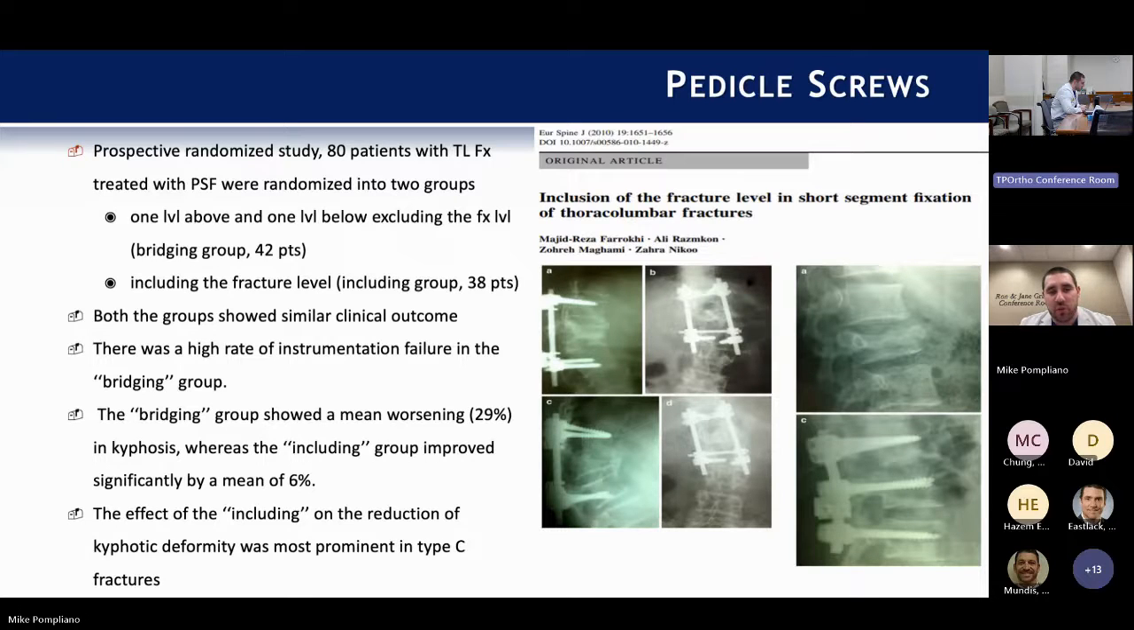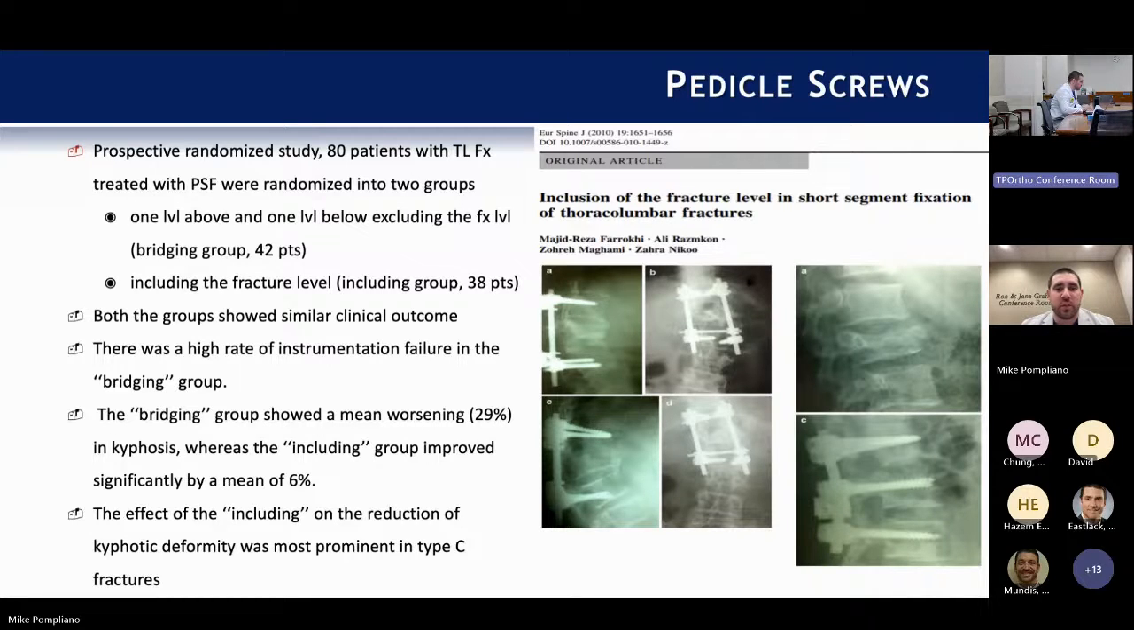This was looking at biomechanical strength of pedicle screws, specifically with thoracolumbar burst fracture, which is something that we all encounter frequently. Looking at whether or not the fractured level is instrumented, they had a prospective randomized study of 80 patients, randomized into 2 groups. One was 1 level above, 1 level below, bridging the fracture site. And then the other was the same, but including the fracture site. They had about 40 patients in each group and showed similar outcomes overall. There was a high rate of instrument failure in the bridging group, and they also showed worse kyphosis in that group overall. The group that included the fractured level actually improved by 6% with respect to kyphosis. And then essentially they found that this was most prominent in type C fractures.